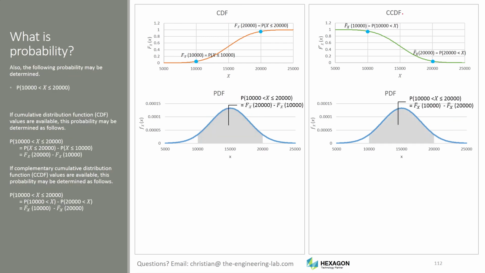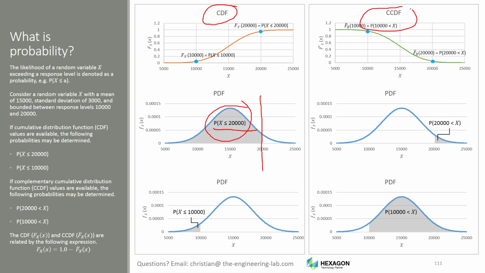20,000. Now, a complementary option would give you the complementary cumulative distribution function, or CCDF. This gives you the probability that you're to the right, or greater than a response level. So here, this shaded area is the probability that the random variable x is greater than 20,000.